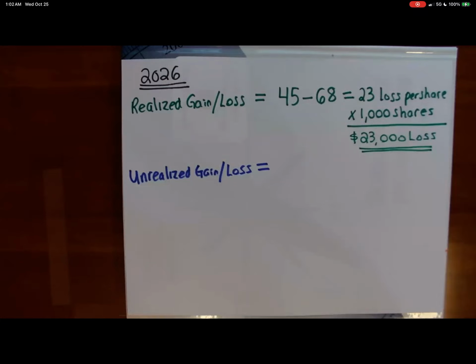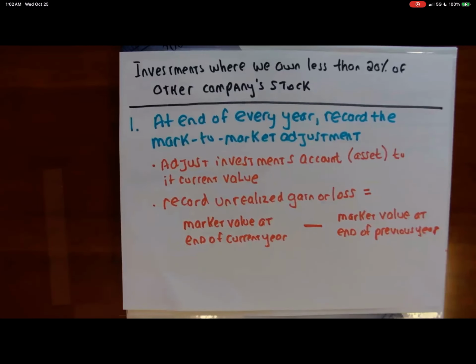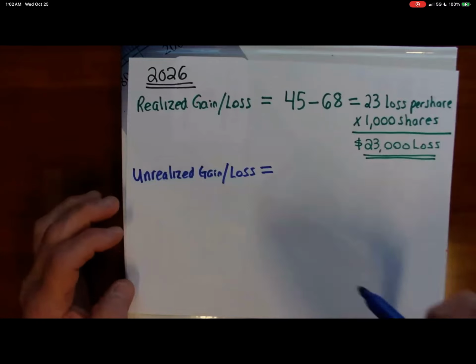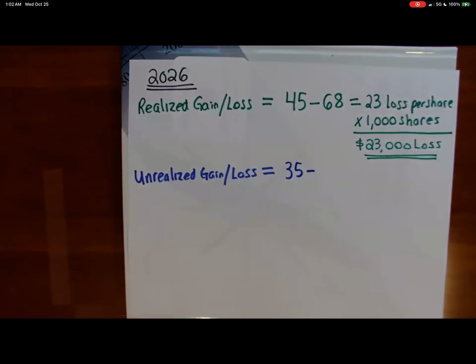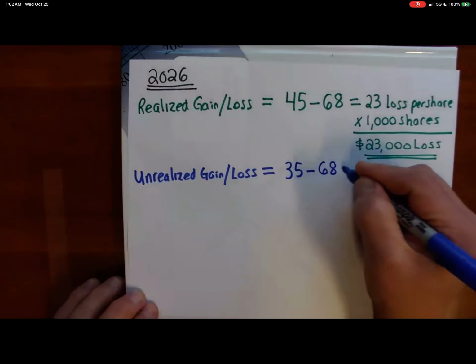Let me get caught up. That sounds real good. The unrealized gain or loss is the change in value of the investment. Market value at the end of the current year, at the end of 2026, that's given, $35 a share, minus the market value at the end of the previous year, 2025, $68 a share.